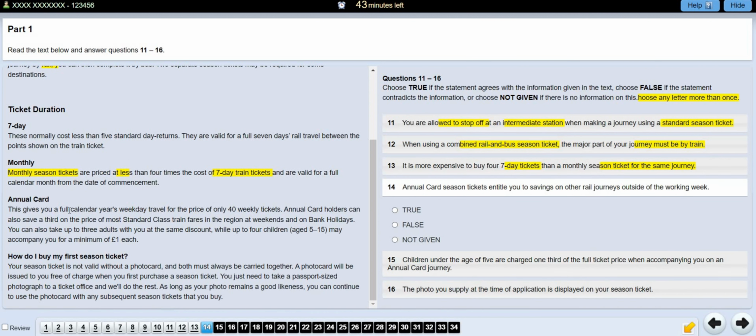Annual card season tickets entitle you to savings on other rail journeys outside the working week. These tickets give you a full calendar weekday travel for the price of 40 weekly tickets.